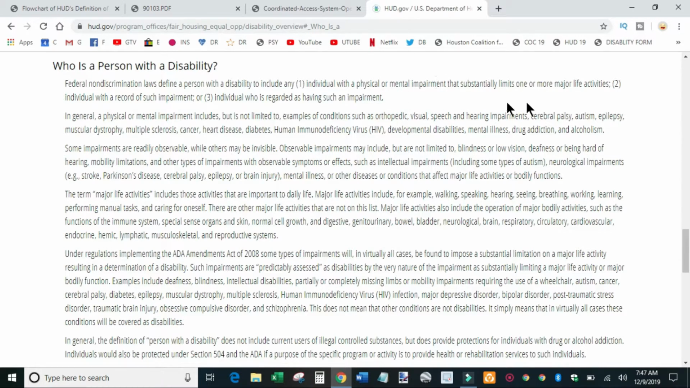Physical and mental impairments, we've already discussed that part, but physical or mental impairments include, but are not limited to, orthopedic, meaning back problems, visual, speech, hearing impairments, and a lot of different diseases like cerebral palsy, autism, epilepsy, and as you can see the list goes on: heart disease, diabetes automatically qualifies, HIV automatically qualifies, drug addiction and alcoholism. Let me be very clear about drug addiction.